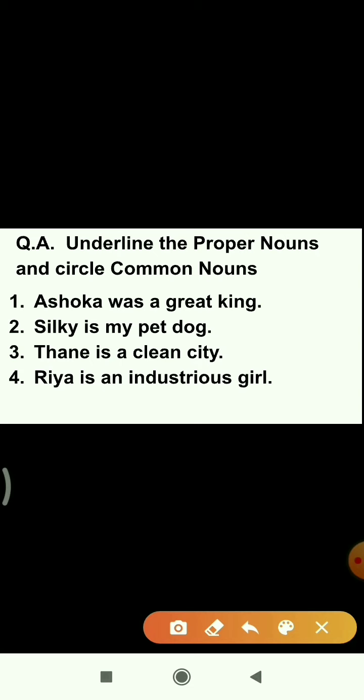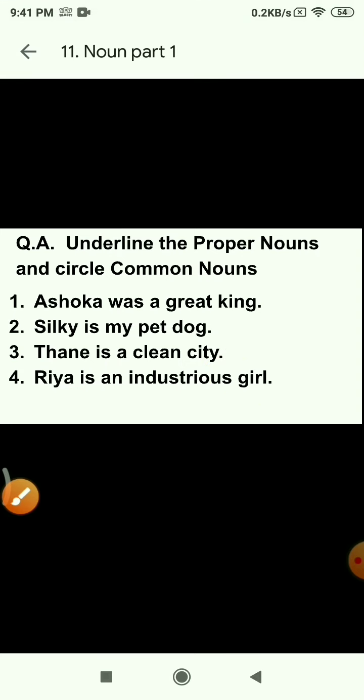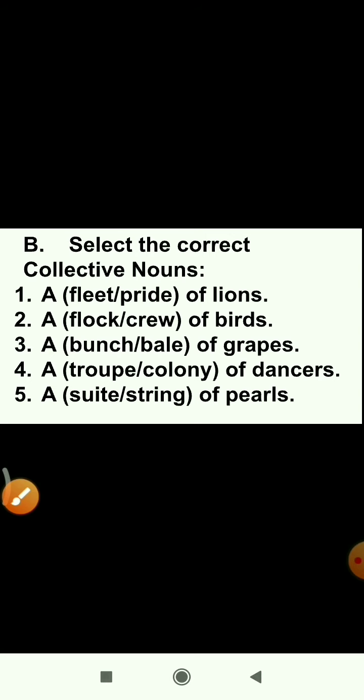Rhea is an industrious girl. What is the meaning of industrious? She's hardworking. Okay, it means hardworking. So the sentence is Rhea is an industrious girl. Now, which is a proper noun? Yes, Rhea. Underline Rhea, right? And then what is a common noun? Girl. Circle it. Right? So, what we have done in this exercise, we have underlined the proper noun and circled the common nouns. Yes. Now, let's move to our next exercise.